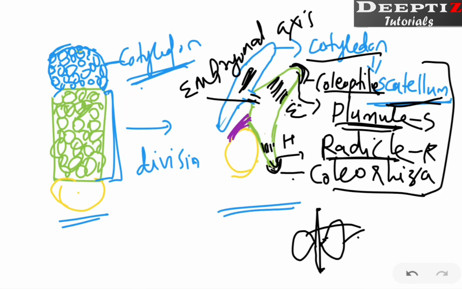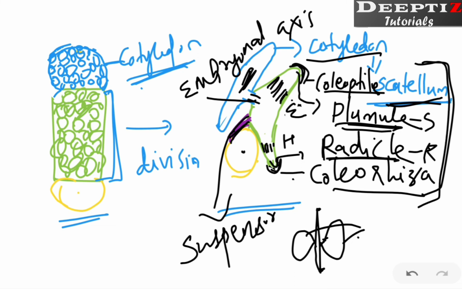Now if we want to conclude after all this, if you look at this particular structure, you can see this is the basal cell which remains as it is, right? And this structure which I have drawn here is actually the suspensor. And what is this much? This much is actually our embryo. Embryo consists of these many parts.